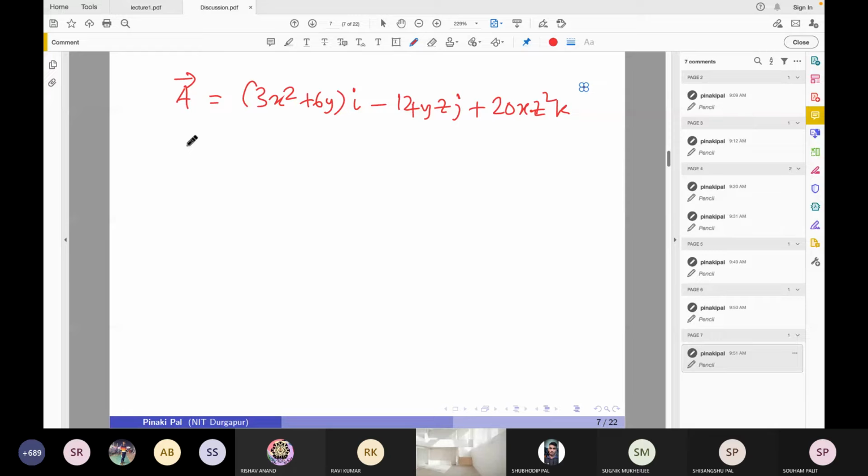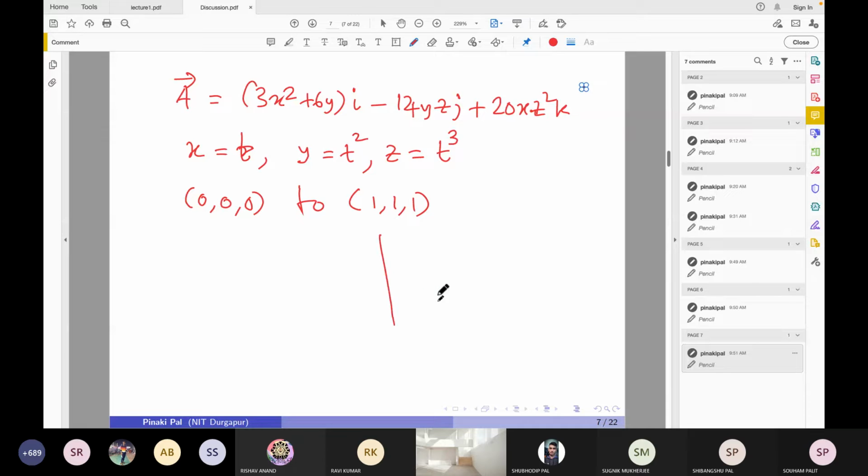And what is the line? Line is defined by x is equal to t, y is equal to t squared, z is equal to t cube. The shape of this curve we are not worrying about. The essential thing is that we have to move to 1, 1, 1 following this curve. So in space we are moving from the origin O to this point, say 1, 1, 1, and we don't know the shape of the curve.